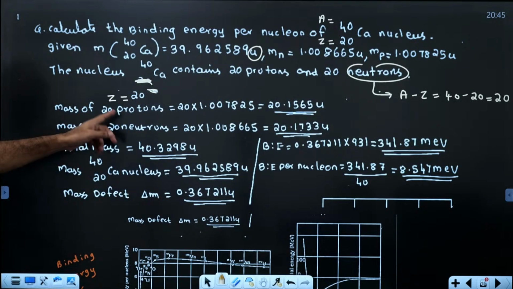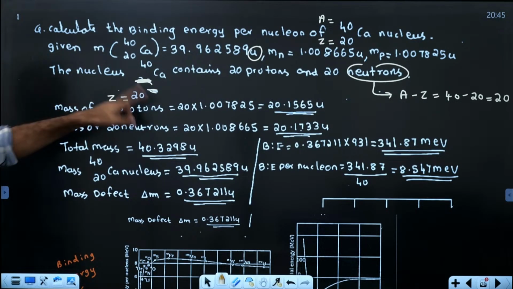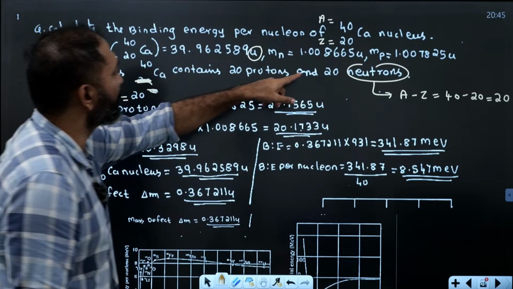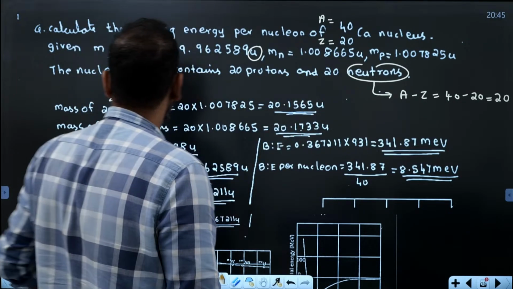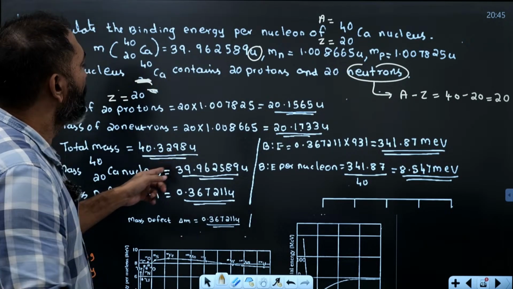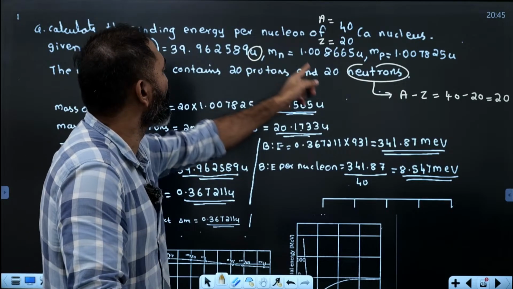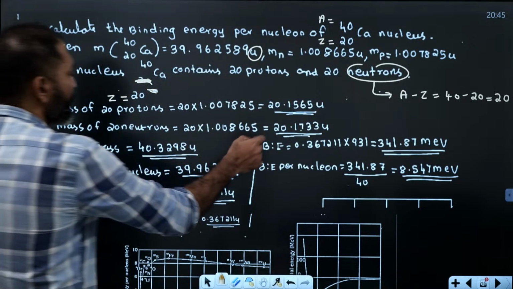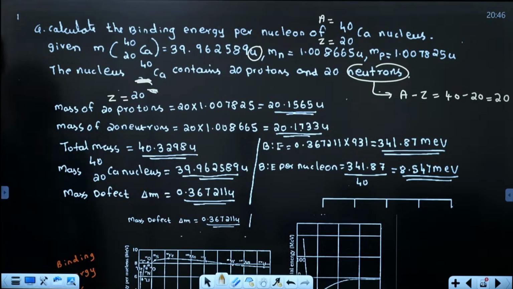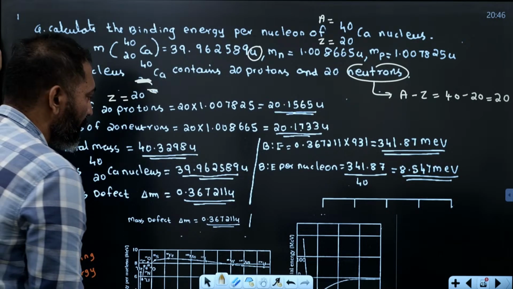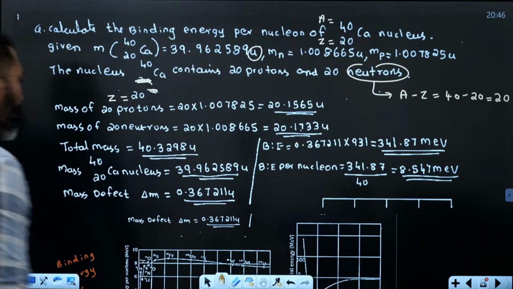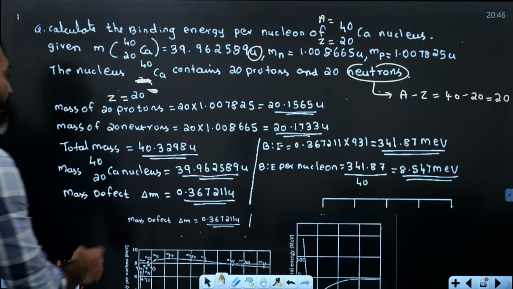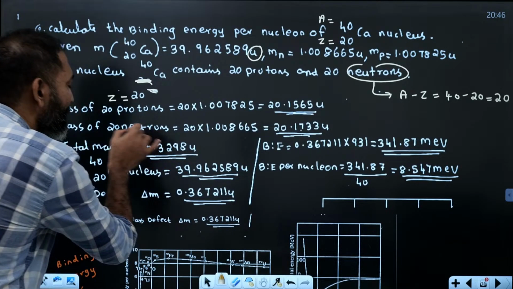Now what is the mass of 20 protons? 20 times the mass of a proton, which is given in the question. Substitute. What is the mass of 20 neutrons? Number of neutrons times the mass of a neutron, given in the question. So what is the total mass? If you add these, you will get the total mass, which is 40.3298 U. U means atomic mass unit. So this is the total expected mass.